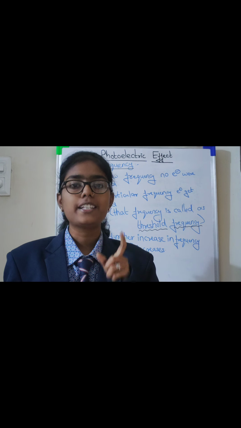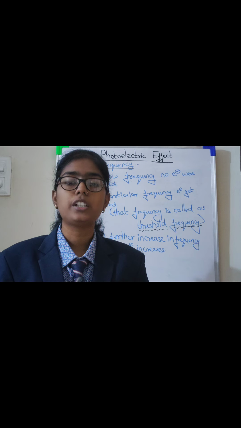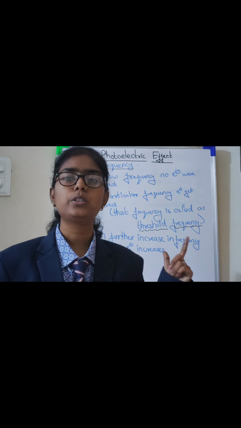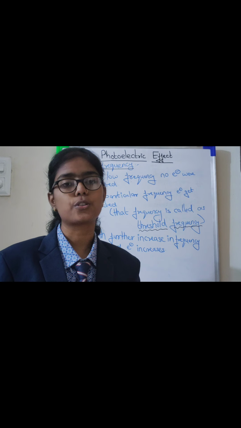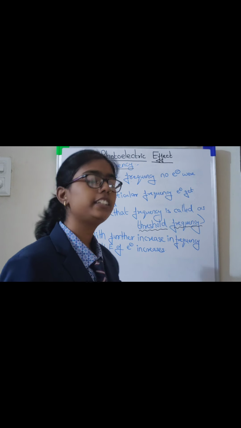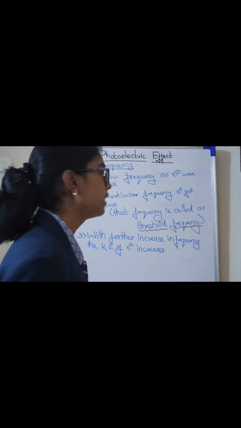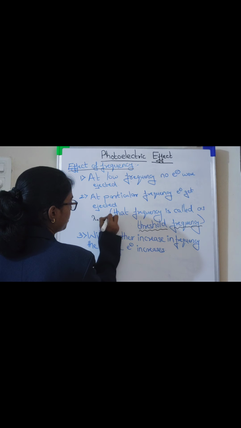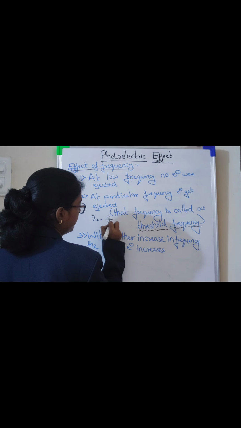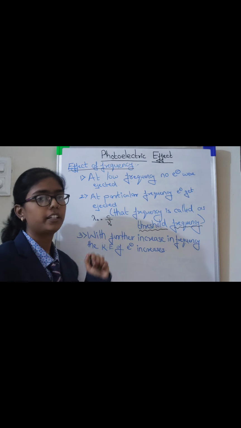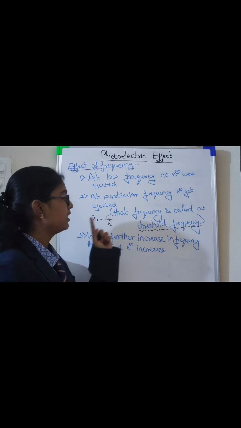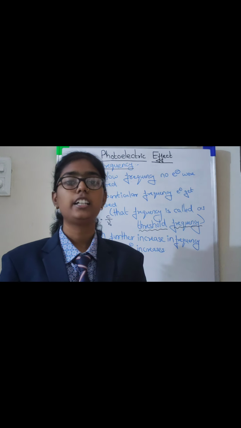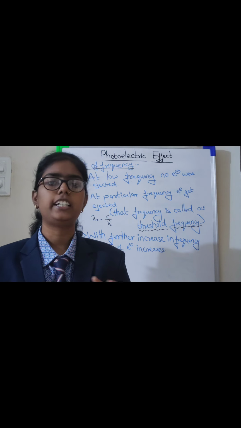The frequency above which the electrons start to eject from the surface of the metal is called the threshold frequency. To this threshold frequency, there is a wavelength associated with it. That wavelength is called the threshold wavelength, and it is given by lambda naught equals c upon nu naught. Nu naught is the threshold frequency, c is the speed of light, and lambda naught is the wavelength associated with the light at which the electrons were ejected.